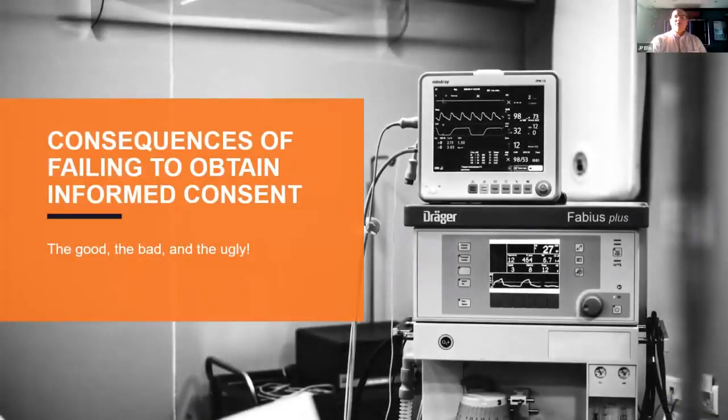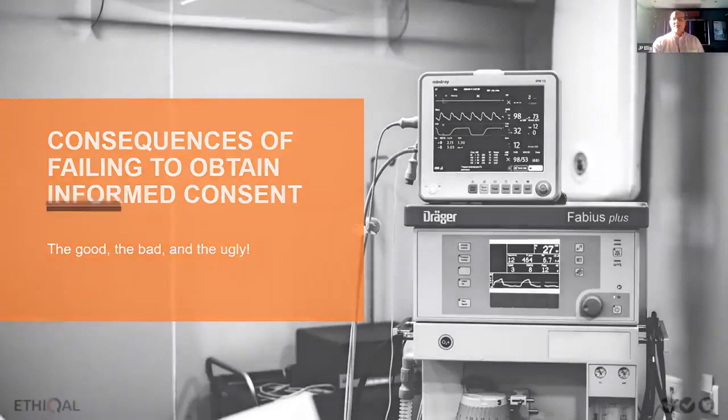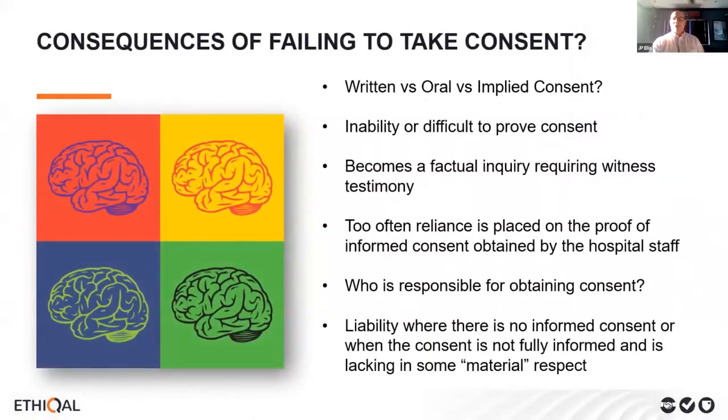Consequences of failing to obtain informed consent. Usually this creeps up in the situation where there's litigation and the central issue is whether or not there was informed consent. Now, it could be dealt with in a number of ways. You could have a situation where there's a written consent, but the consent itself, or what's listed in the written document, is insufficient, or there's simply only oral evidence constituting the informed consent process, which makes it much more difficult to prove. And then lastly, implied consent, which is the least legally substantiated.